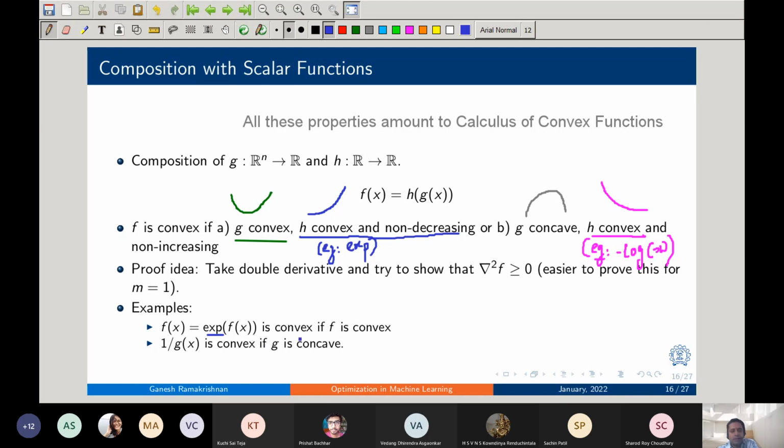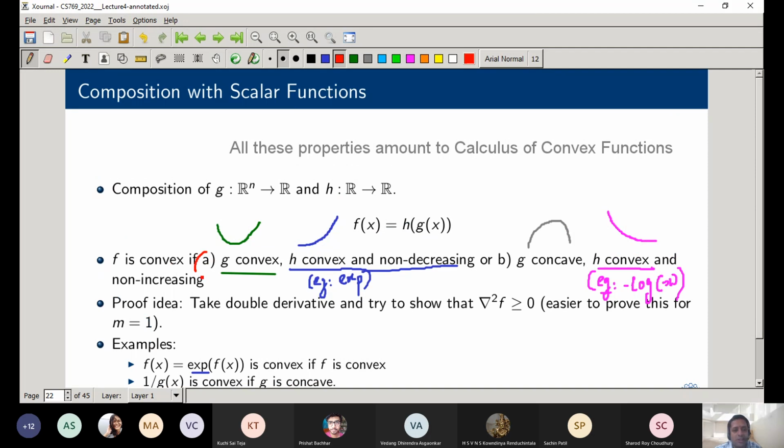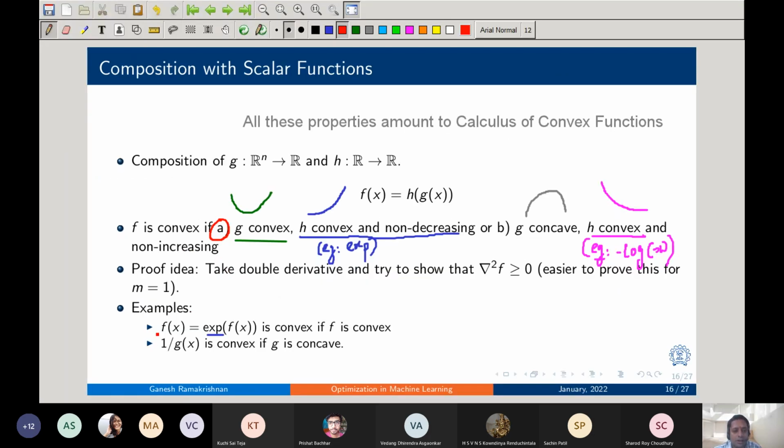If f is convex, this always holds. Or 1 upon g(x) is convex if G is concave. Now, how would you prove this? Of what is this a special case? So the first one I can think of as a special case of A, right? This is a special case of A. What about the second one? 1 upon g(x) is convex if G is concave. How would you prove that?